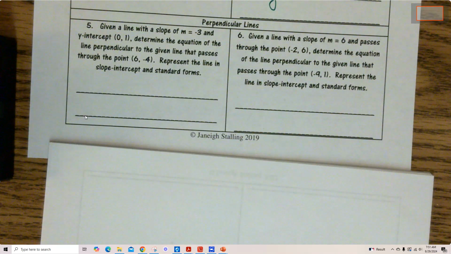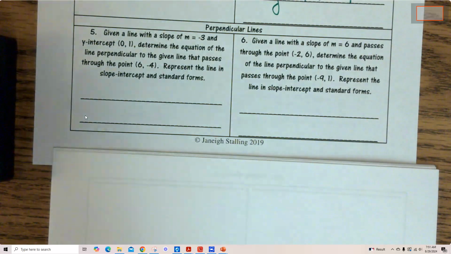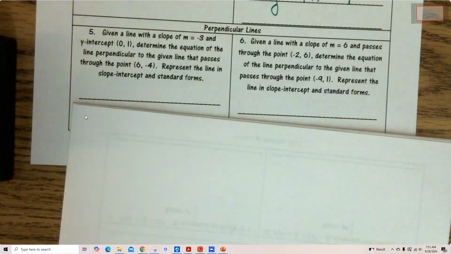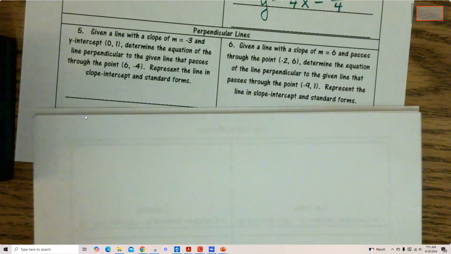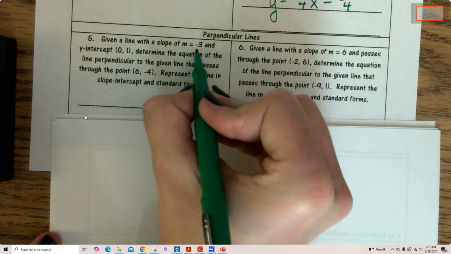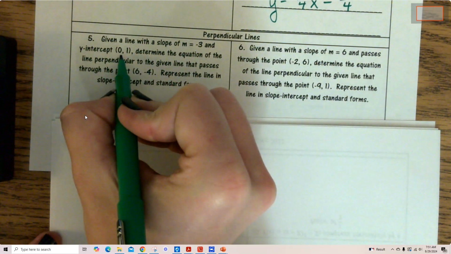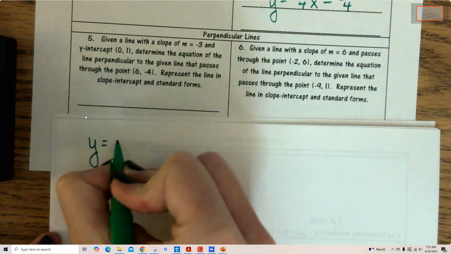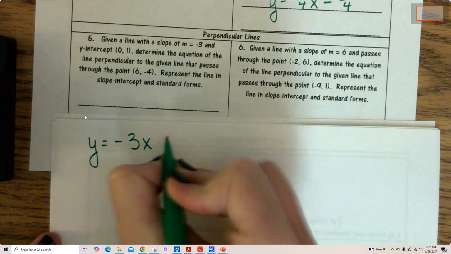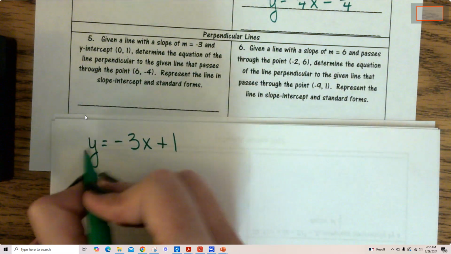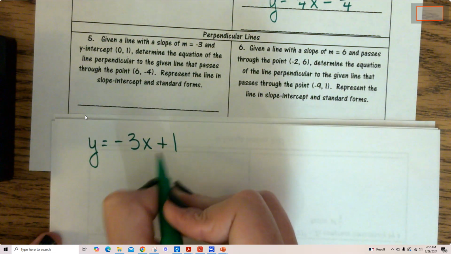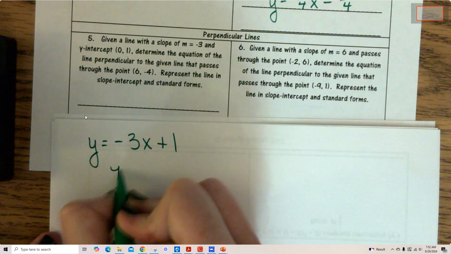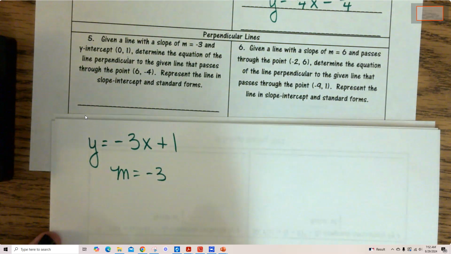All right, next question is number 5. Now we're on to perpendicular lines. So perpendicular lines have negative reciprocal slopes. So number 5, given a line with a slope of m equals negative 3 and a y-intercept of (0, 1). Okay, same as parallel lines. I can write the equation for my original. This is my given line. My slope is negative 3.